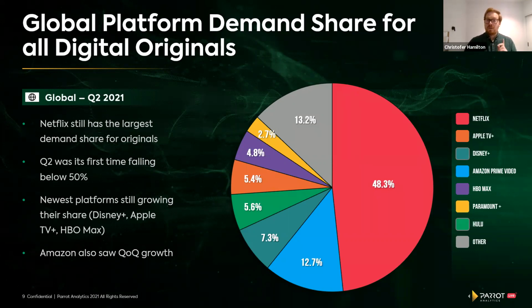It is also important to call out that Amazon Prime Video was actually able to grow its global demand share this quarter from 12.2% to 12.7%. That's impressive, given that it's facing increased competition from these new players. It is one of the more established streamers, has a larger demand share. So the fact that it's still able to grow its demand share is impressive.